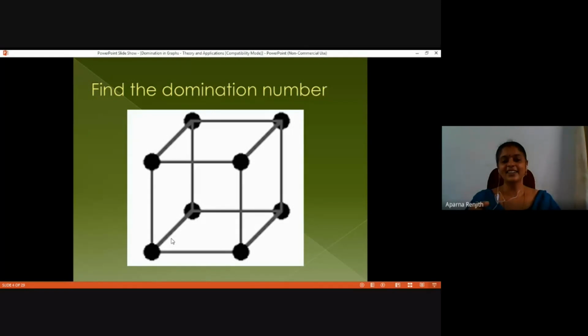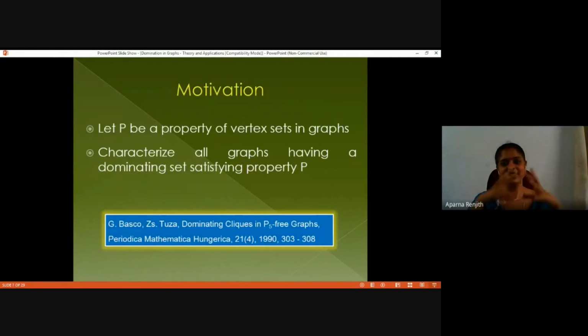So the minimal dominating set in this case is an independent dominating set also. So the independent domination number in this particular case is 2 itself. But what about connected domination number? You can see that there is no connection between these two vertices. I am not going back to that previous slide, I will just explain. The total domination number and connected domination number are greater than 2. The independent domination number and domination number in the case of the cube are 2, but the connected and total domination numbers are 4 in the case of the cube.